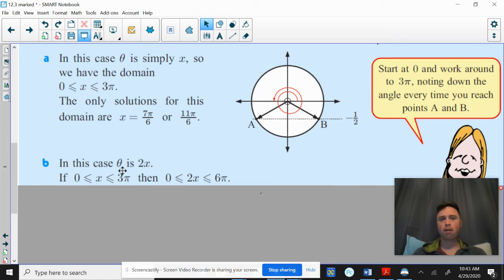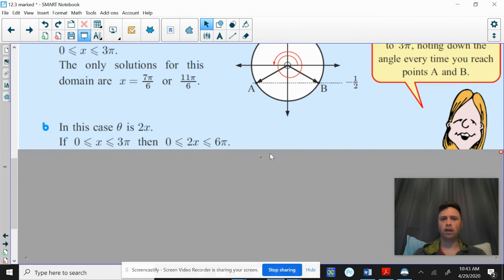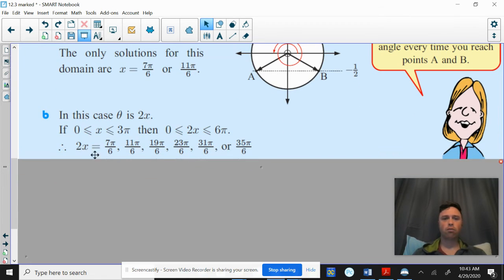Whatever you see being modified on the input, we can modify the domain the same way. Since the x's are doubled, we can just multiply the two endpoints of the domain by 2 as well, and that's the new domain that we're going to look in. So my 2x's then reveal four other solutions here. If I start adding 2 pi to my initial starting point, 7 pi over 6 plus 2 pi gives me 19 pi over 6. Do it again and you get 31 pi over 6. And for 11 pi over 6, if you add 2 pi to that, you get 23 pi over 6 and 35 pi over 6. So we have these six solutions just by adding 2 pi over and over again.